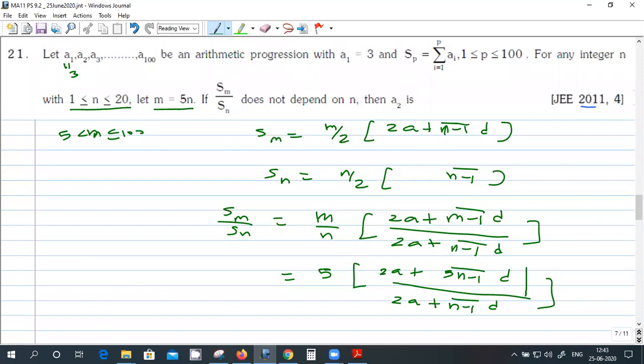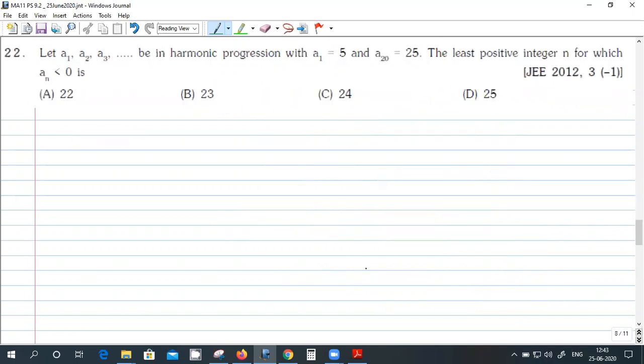This thing I should have simplified further, not stopped here. Just have only n separate. One way to make it independent of n is to make n and n cancel. So to find D, we just find the difference between 1 upon 5 and 1 upon 25 and divide that by 20.